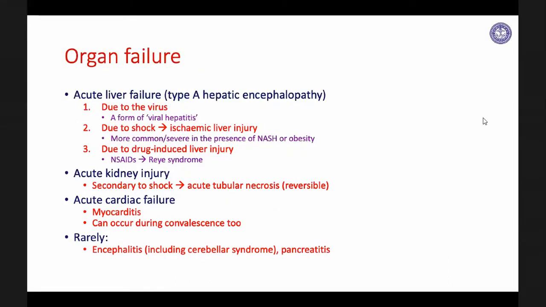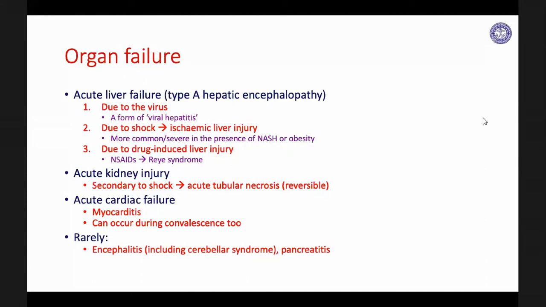Now, they can also get organ failures. The most likely organ failure is acute liver failure. They get a type A hepatic encephalopathy. That basically means the liver is previously normal. It can happen due to three reasons. It can happen due to the virus, basically a virus-induced hepatitis or viral hepatitis. That's not very common, but can happen. I mean, it's not rare, but not very common.